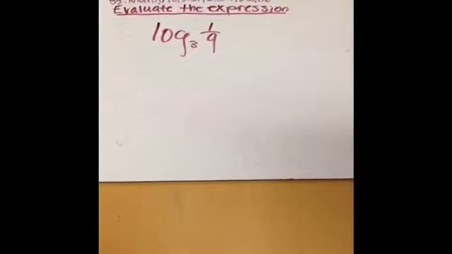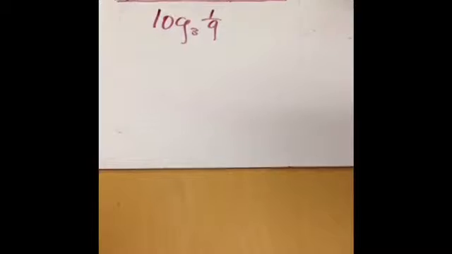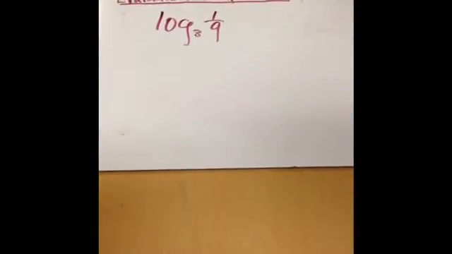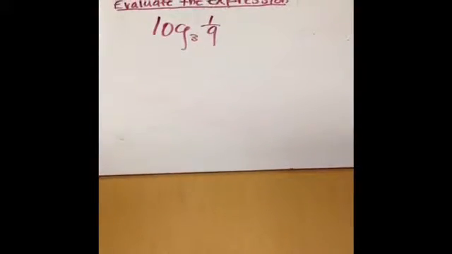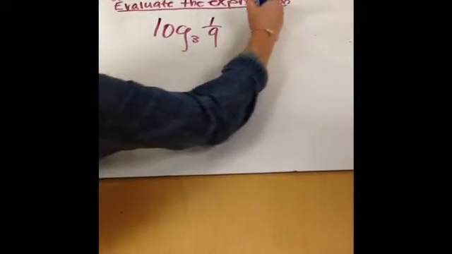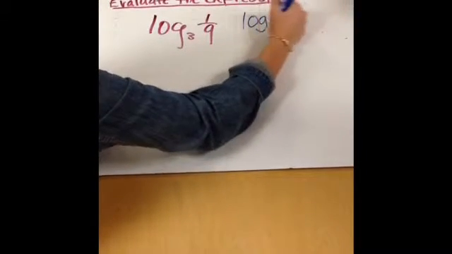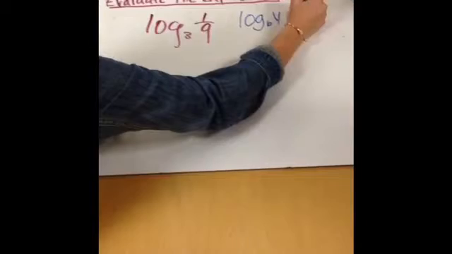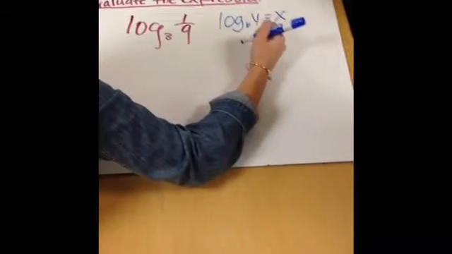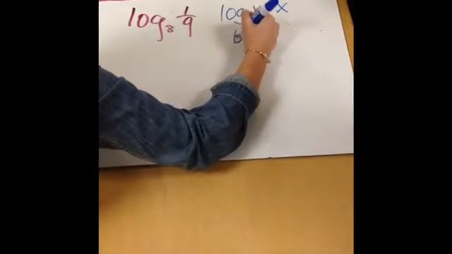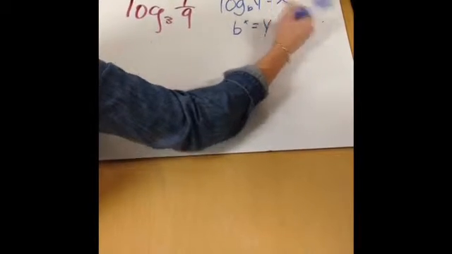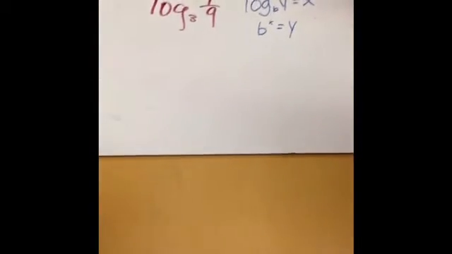Next, we're going to evaluate the expression. So the problem here is log base 3 of 1/9, and so we're going to write down the formula to help us solve this. So the formula is log base b of y equals x. Now that is the same thing as b to the x equals y. So using this, we're going to solve that.